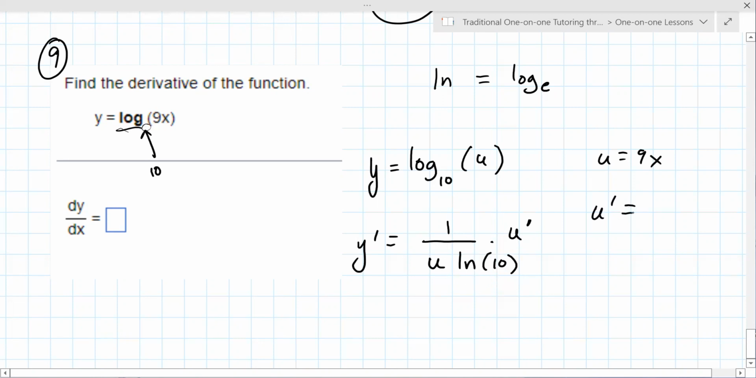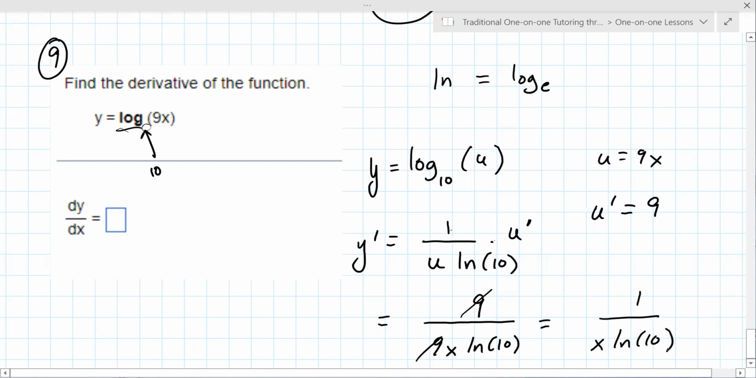Our u prime is 9. And so now we just start putting those values back in. So it's 9x natural log of 10 in the bottom. 1 times 9 becomes 9. Those 9s cancel, and you get 1 over x natural log of 10 as your final answer.